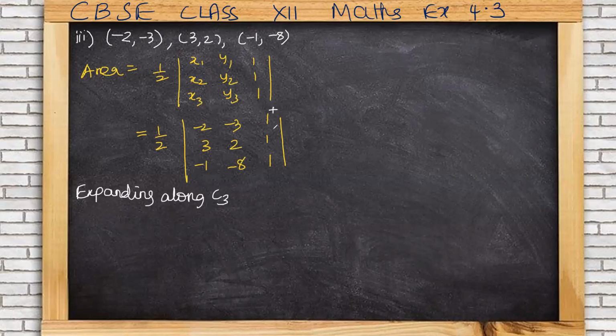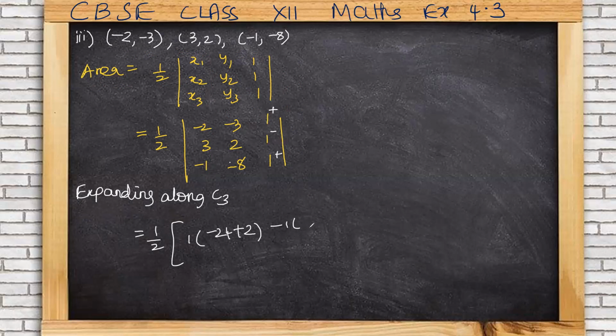And in pencil, just mention the position sign: plus, minus, and plus. Half outside. So plus 1 into, deleting the row and column corresponding to the first element, we have 3, 2, -1, -8. That is -24, minus of minus, plus 2. -1 into, deleting the corresponding row and column, we have -2, -3, -1, -8.